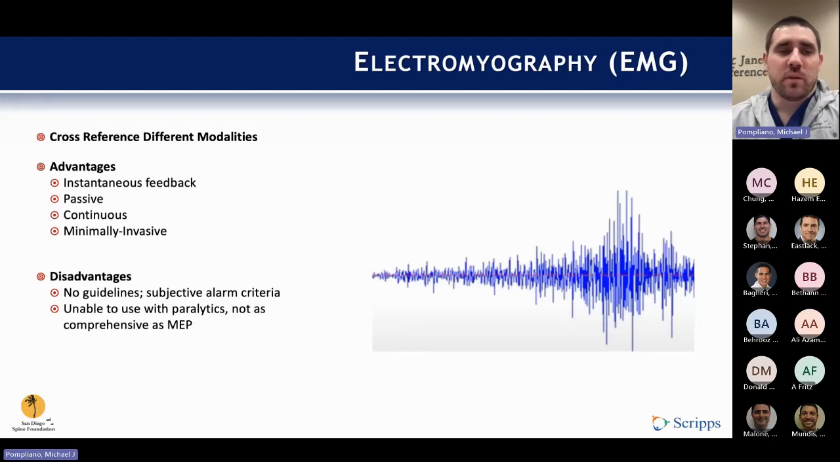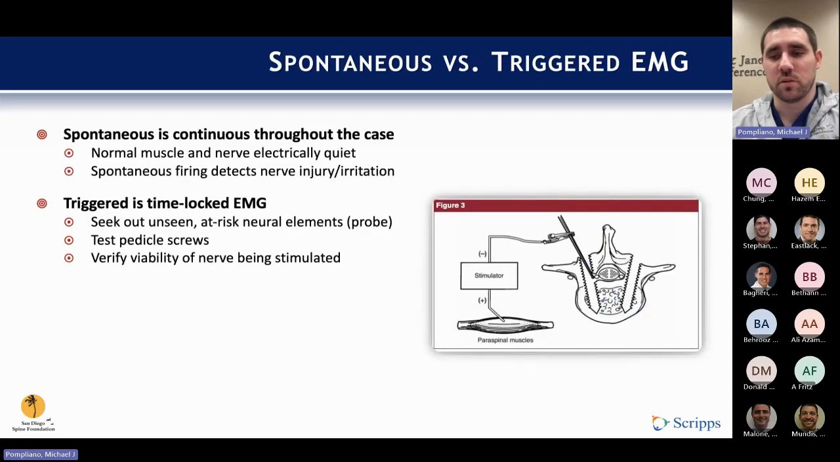EMG is another method that can be utilized. It essentially allows for a cross-reference of different modalities. The biggest advantage is its instantaneous feedback. It's passive, continuous, minimally invasive. Unfortunately, there are no guidelines with subjective alarm criteria similar to MEPs, and you're unable to use it with paralytics, so it's slightly less comprehensive overall.